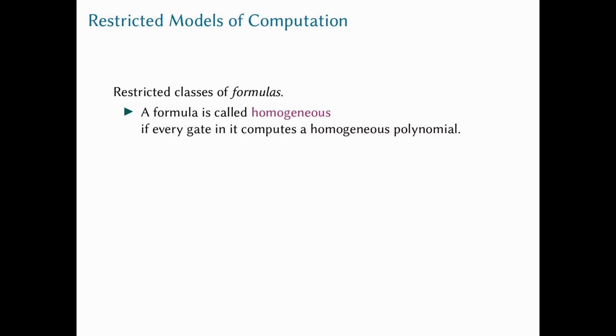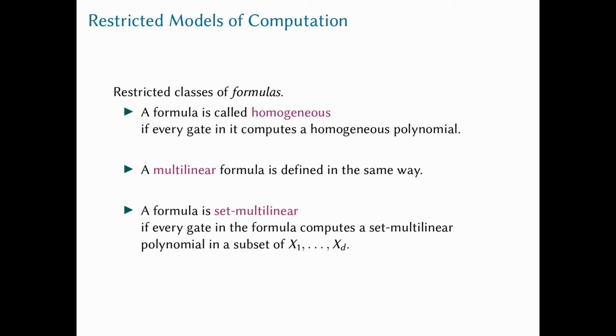So in particular, we can only compute homogeneous polynomials. If you want to compute a homogeneous polynomial by a homogeneous circuit, it means that at each intermediate step, we are only allowed to compute homogeneous polynomials. We can do the same for multilinear, and we can do the same for set multilinear. If we want to compute a polynomial which is set multilinear, we can say that at each step, we are only allowed to compute a polynomial which is set multilinear.